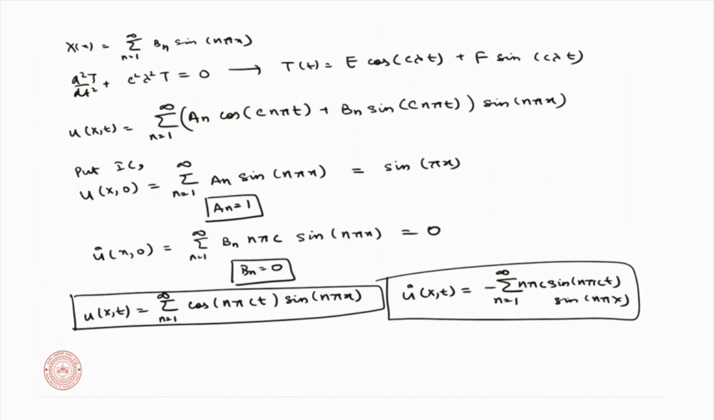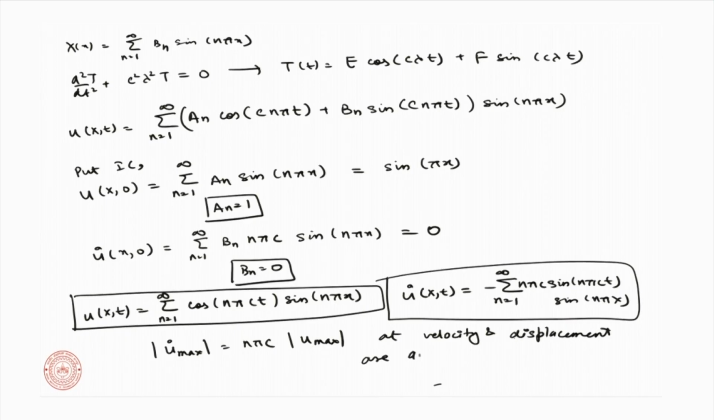So, we can see that the maximum velocity, mod of u dot max, is equal to n pi c times mod of u max. So, the maximum value apart from n pi c should be 1, and if you take the mod value, our velocity and displacement are 90 degrees phase shifted.